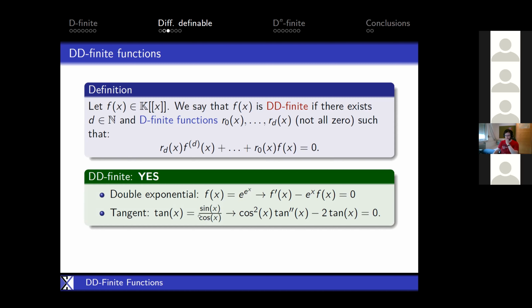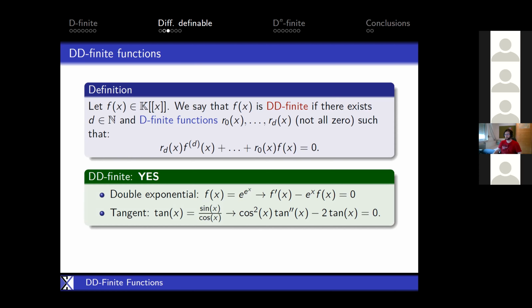So we see that this class already extends the class of D-finite functions because we have added more functions, and of course all D-finite functions are DD-finite. But when we were looking at these definitions and trying to do the proofs, for example, the closure properties of addition and so on, we realized we don't need this definition. We can put something more general. In fact, the only thing we need is that the coefficients are in a nice structure, namely in a differential ring.